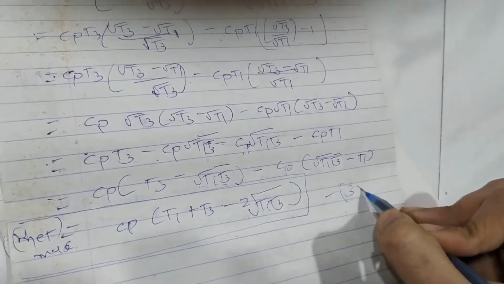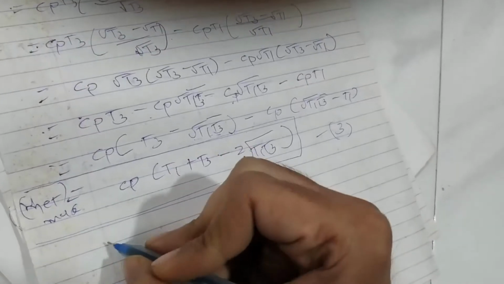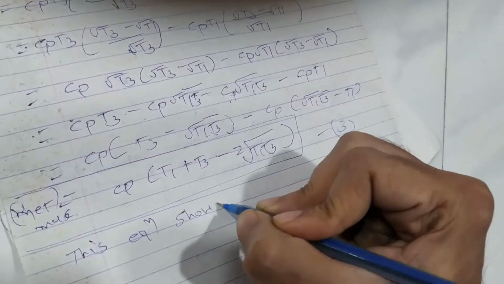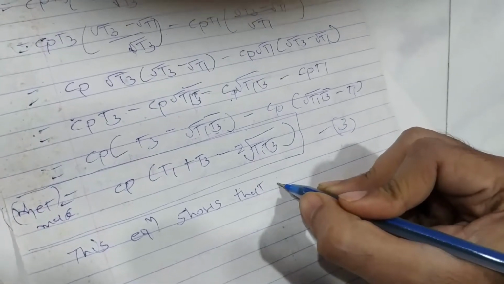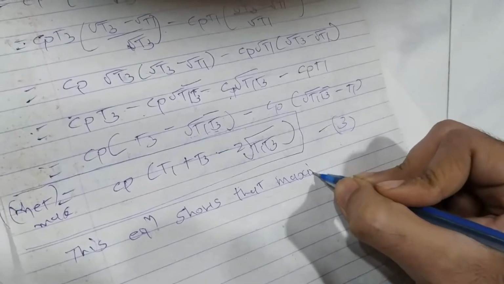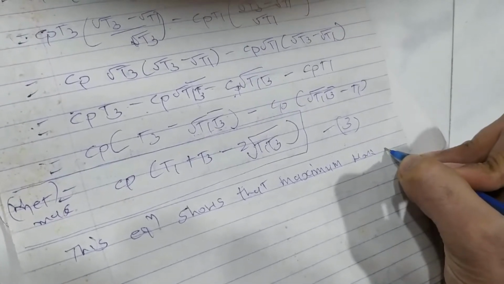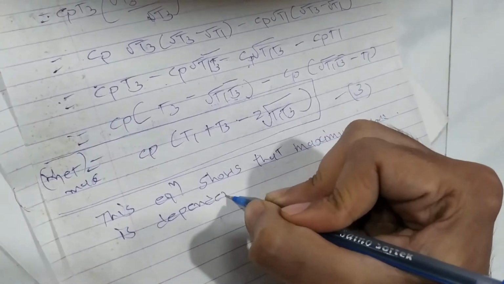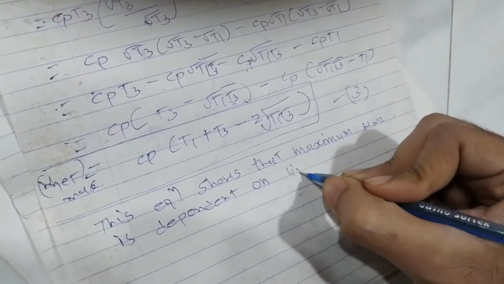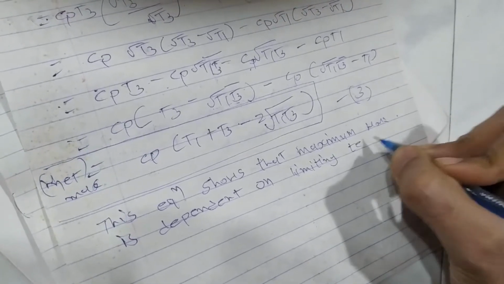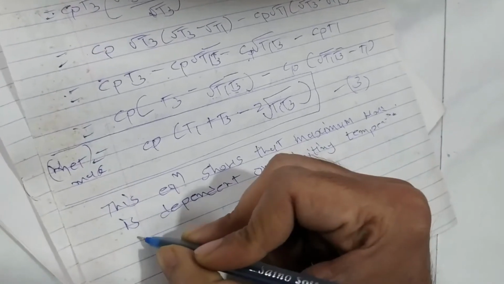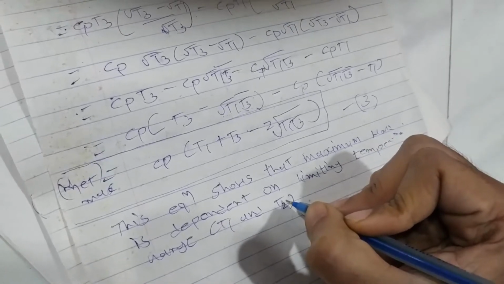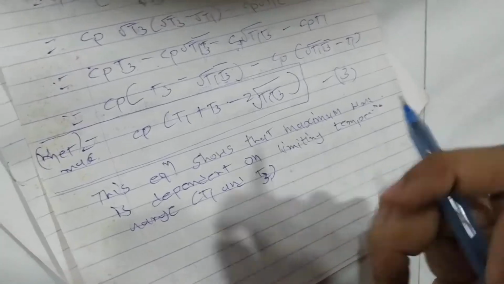I will call this equation 3, and this equation shows that maximum work is dependent on the limiting temperature range, T1 and T3.